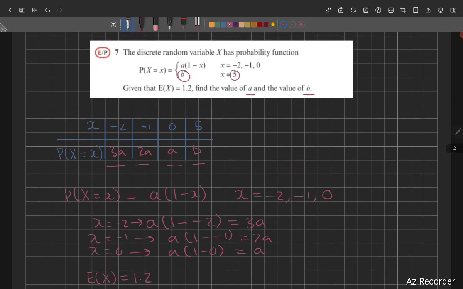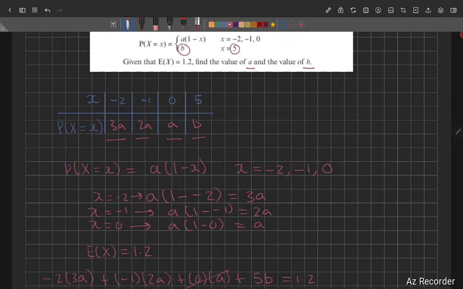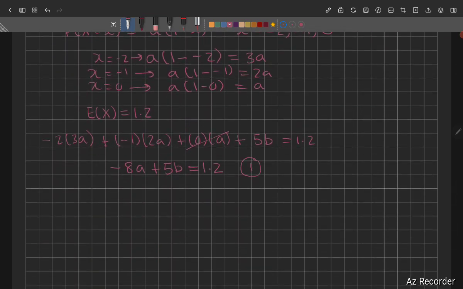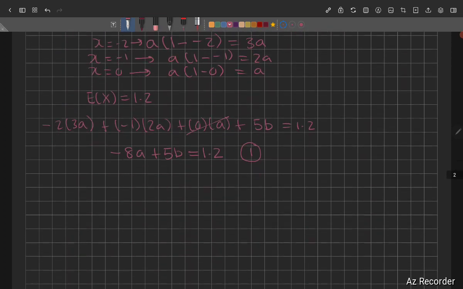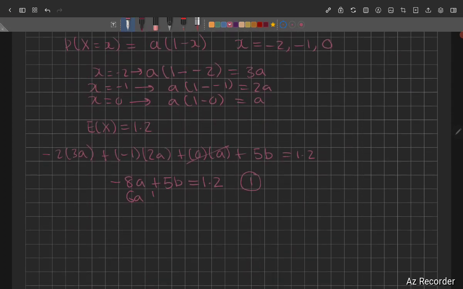Now we can apply our second rule, which is that the sum of the probabilities should equal 1. So for rule 2, we have 3a + 2a + a + b, and so this would be 6a + b = 1. So this is equation 2 and this is equation 1. Now we solve these simultaneously.